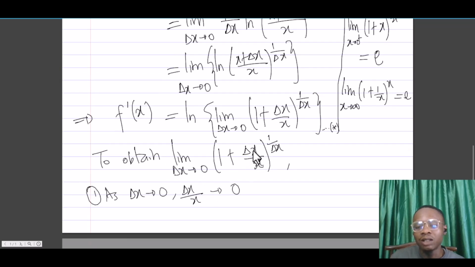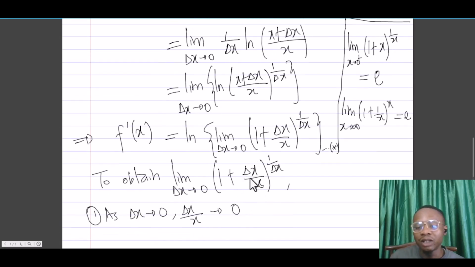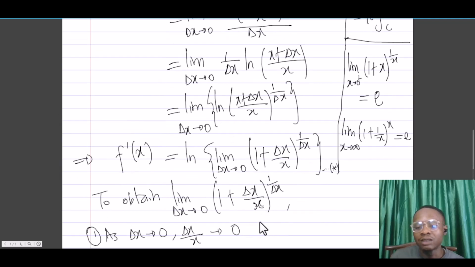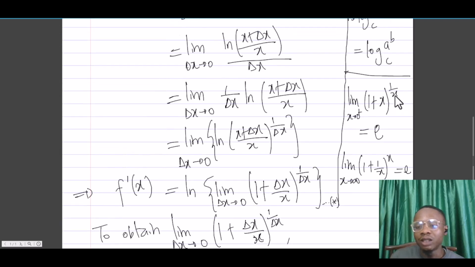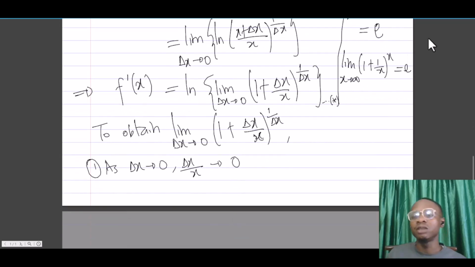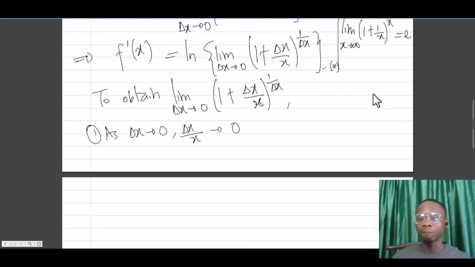Why are we doing that? Because we can see here that instead of x that is common to this, or that is the situation here, we have delta x over x. So we are trying to make a replacement for this there so that we will have delta x over x that we have here. We will also have it at the denominator right here. So that is the point we are driving at now. So let us see how this works out from here.